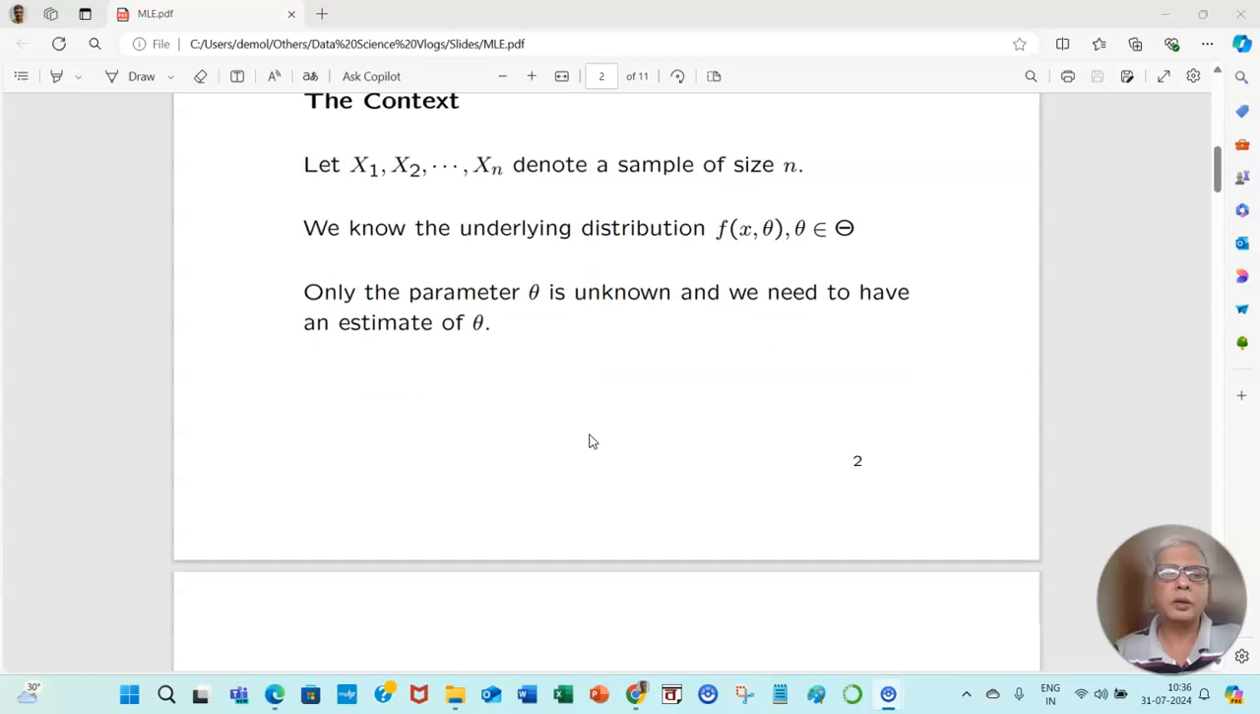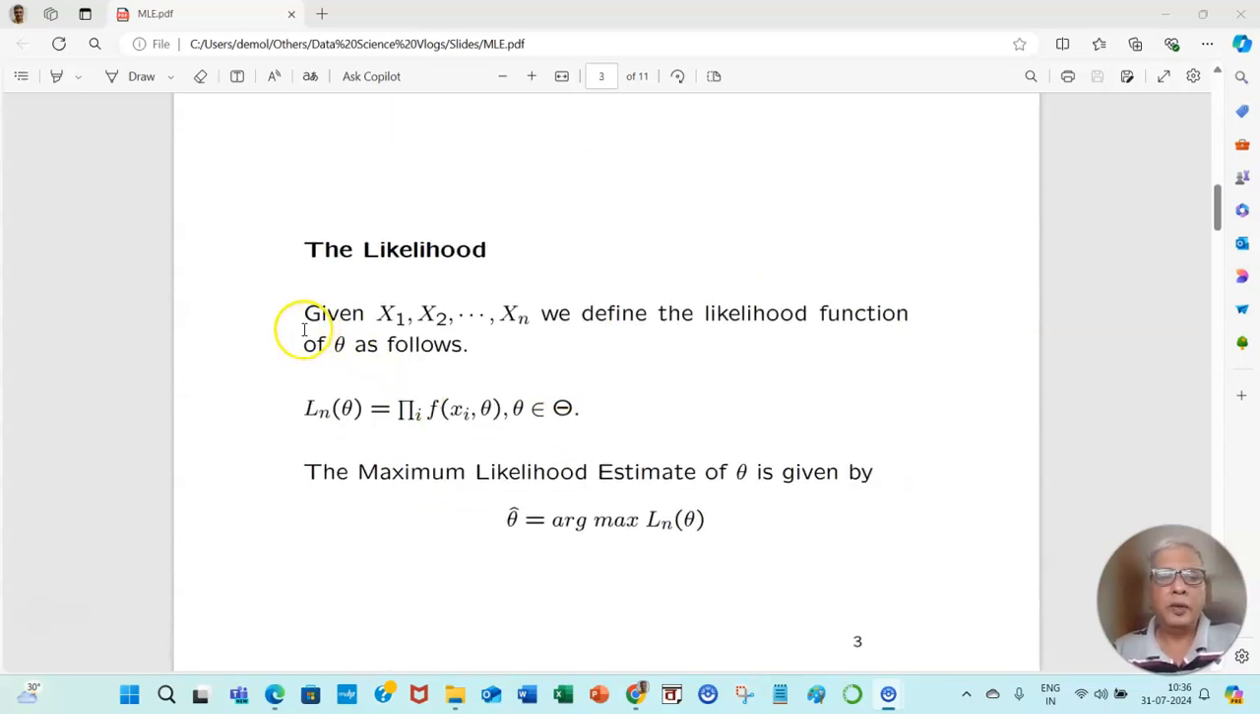So with this context, given the sample x1, x2, xn, we define a likelihood function of theta as follows. We denote it by Ln(theta), n because of sample size n, which is the product of f(xi; theta), assuming the samples are independent and identically distributed. So we define the likelihood function Ln(theta) as the product of f(xi; theta), and we look at it as a function of theta. So this is a change of perspective, because we are not looking at the function as a function of x.